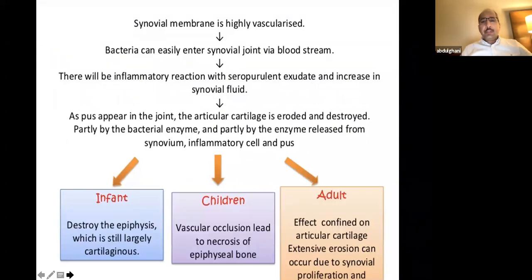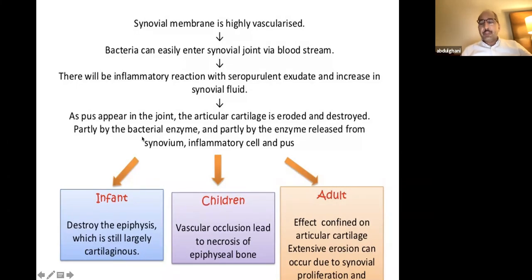When we talk of septic arthritis, we need to know the background: the synovial membrane is a highly vascular structure. Bacteria can easily enter the synovial joint via the bloodstream. There will be an inflammatory reaction with seropurulent exudate and increased synovial fluid. As pus forms within the joint, the articular cartilage gets eroded and destroyed. And we all know that hyaline cartilage, once destroyed, is not going to be repaired.